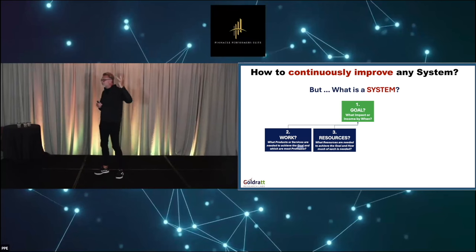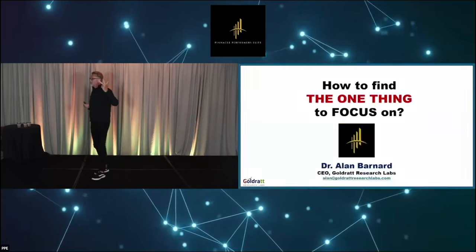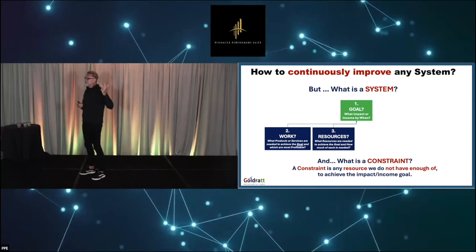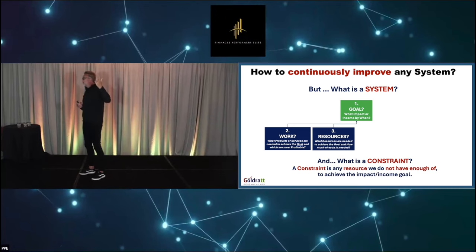The goal determines what resources you need and how much of each you need. If you don't have enough of any one of those, it's a constraint. Any resource you don't have enough of is a constraint. You might not have enough demand, capacity, supply, or cash.